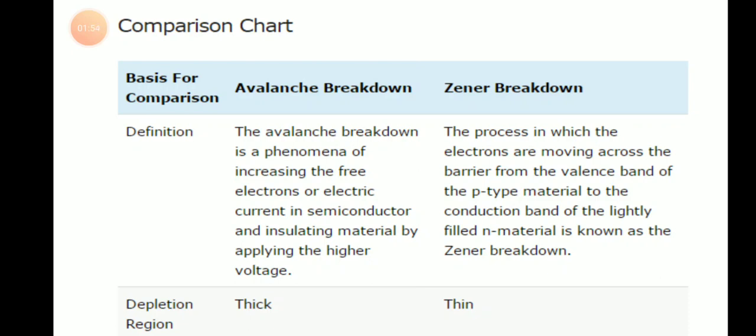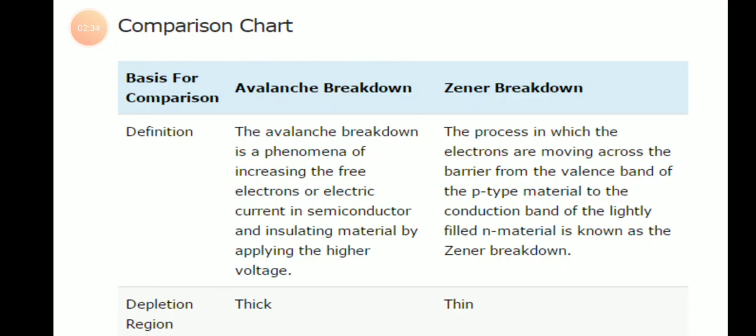Zener breakdown: the process in which the electrons move across the barrier from the valence band of the p-type material to the conduction band of the lightly doped n material is known as the Zener breakdown. So what is the meaning of Zener breakdown? It is the same process: electrons moving across the barrier from the valence band of the p-type material to the conduction band of the n material.